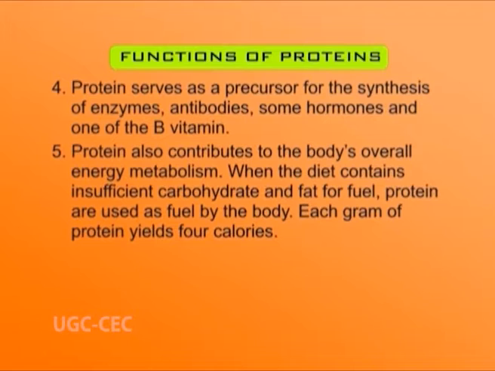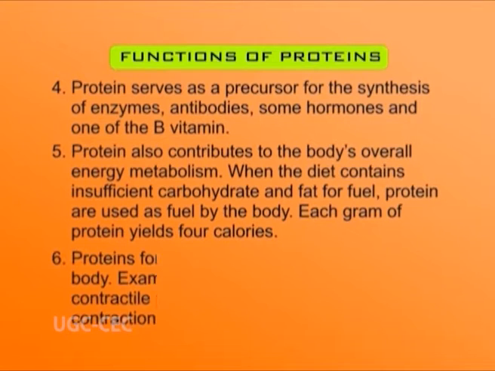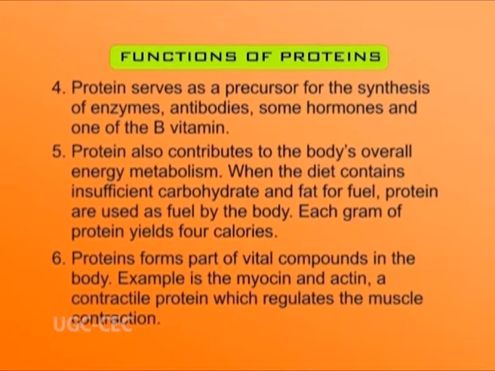When the diet contains insufficient carbohydrate and fat for fuel, proteins are used as fuel by the body. Each gram of protein yields 4 calories. Number 6, protein forms part of the vital compounds in the body. Examples are myosin and actin, contractile proteins which regulate muscle contraction. We'll see the digestion of protein.